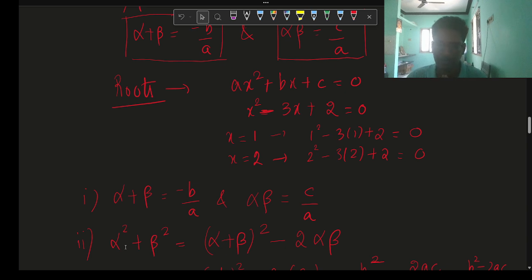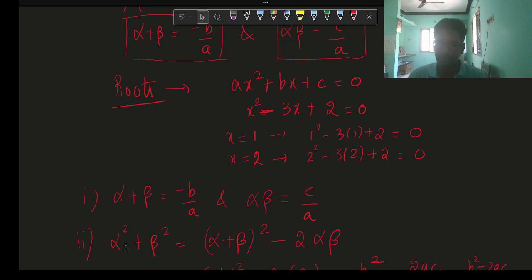So alpha square plus beta square can be extracted from the main property we all know: a plus b the whole square is equal to a square plus b square plus 2ab. So we want a square plus b square, so we will transpose the 2ab from RHS to LHS, which gets us a plus b the whole square minus 2ab. So we are just substituting a as alpha and b as beta.